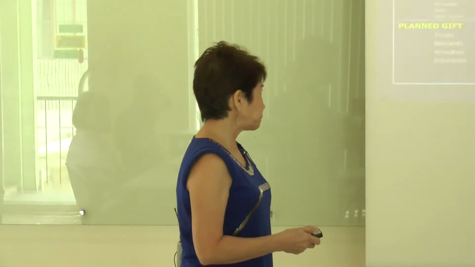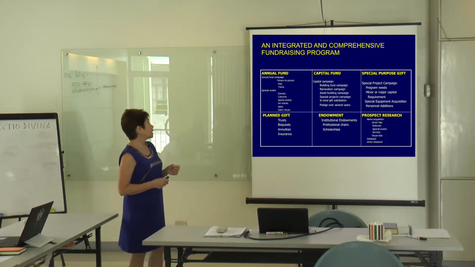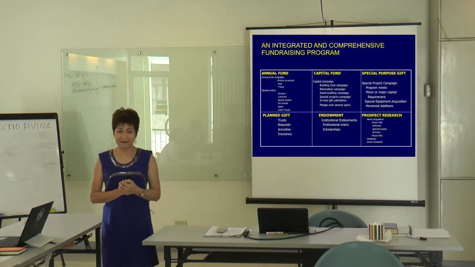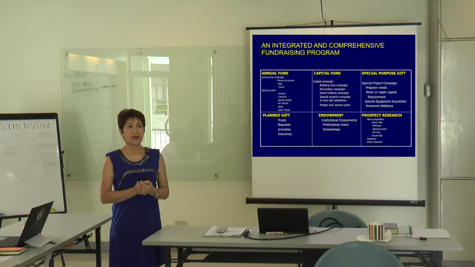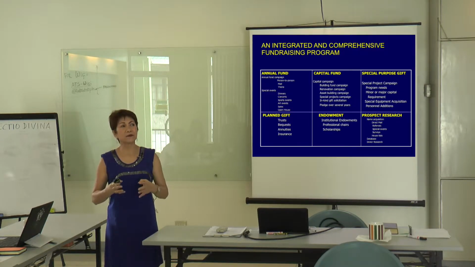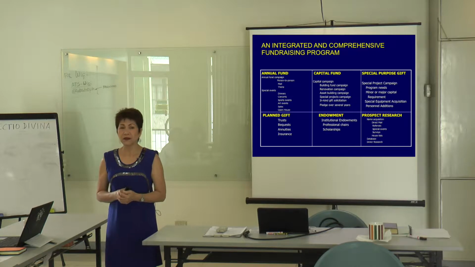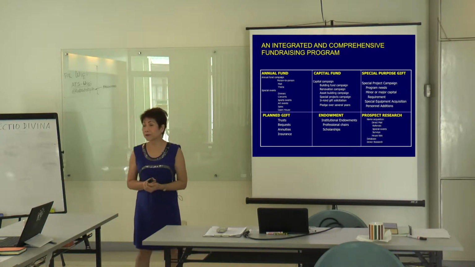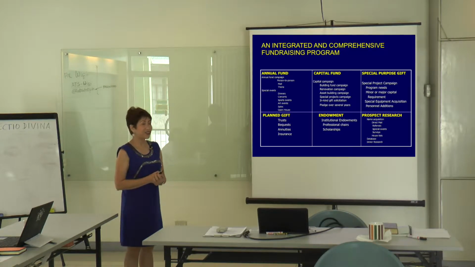This is our last slide. And what I'd like to show you here is a matrix of an integrated and comprehensive fundraising program. If you are into institutional fundraising, you want to diversify your income, and you want all the fundraising activities, all the fundraising programs and projects to be integrated. Remember, we were talking about a resource development plan. So part of your resource development plan would reflect the various fundraising programs that you want to put in place if you want to have a sustainable fundraising.